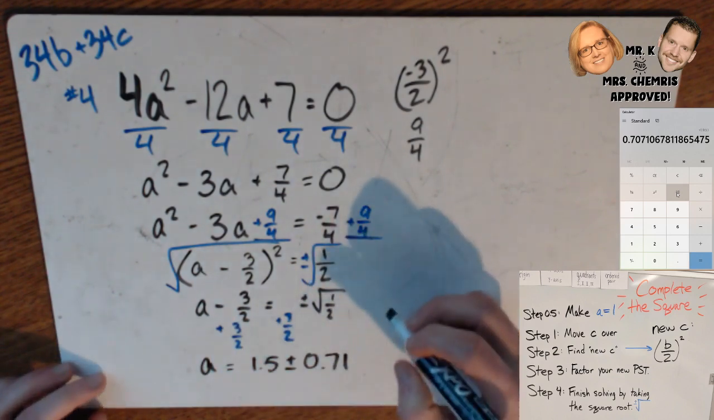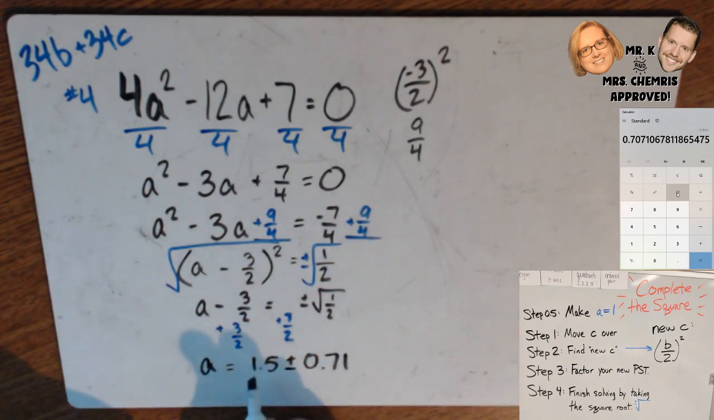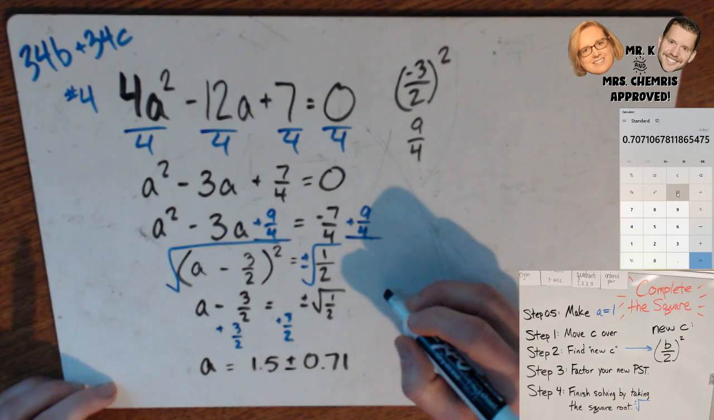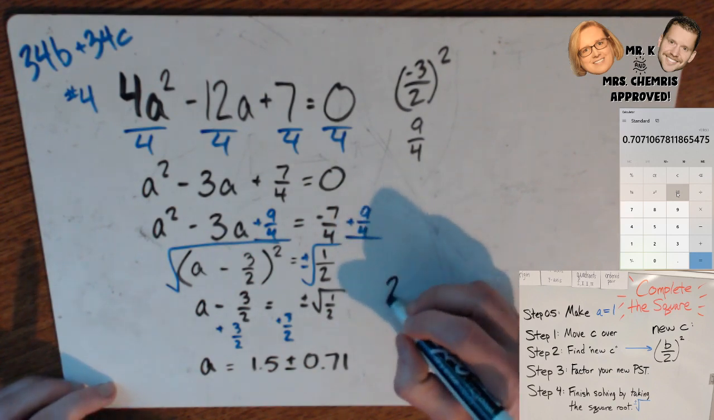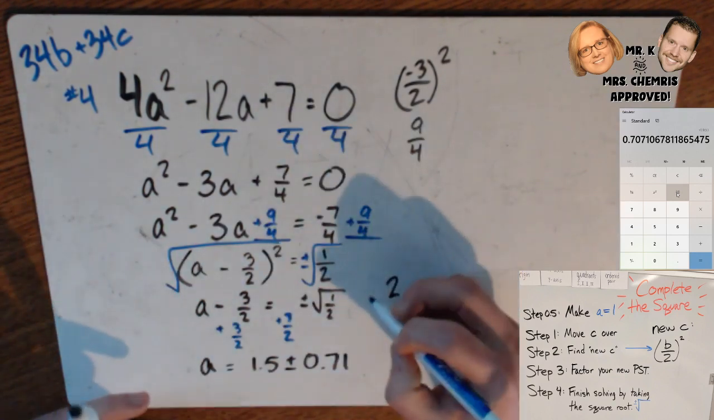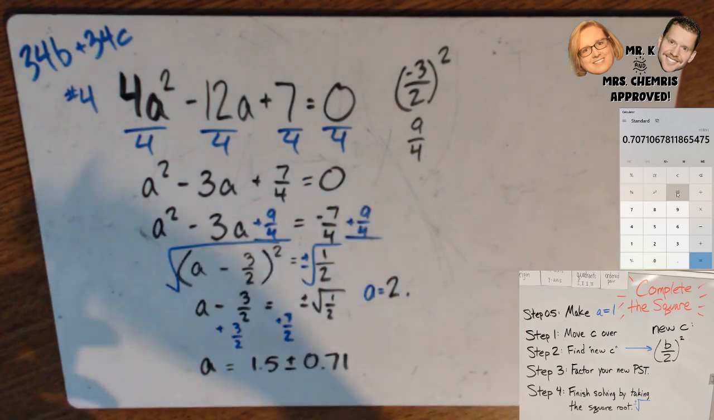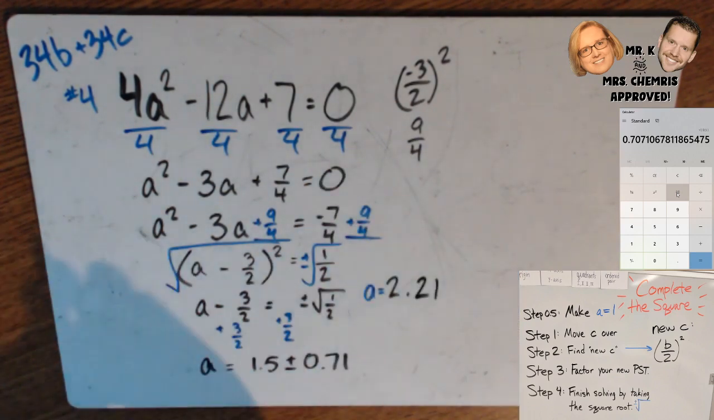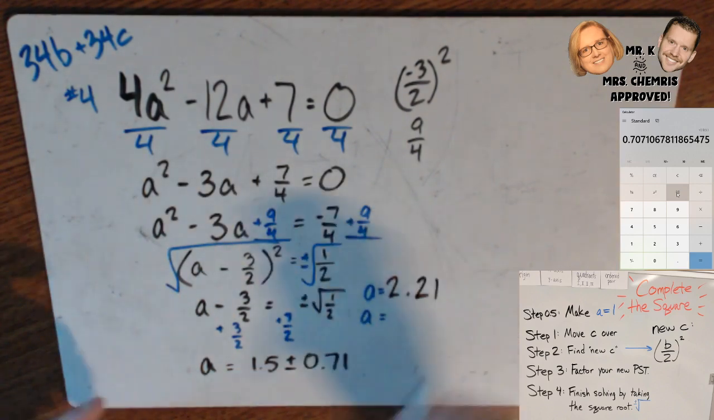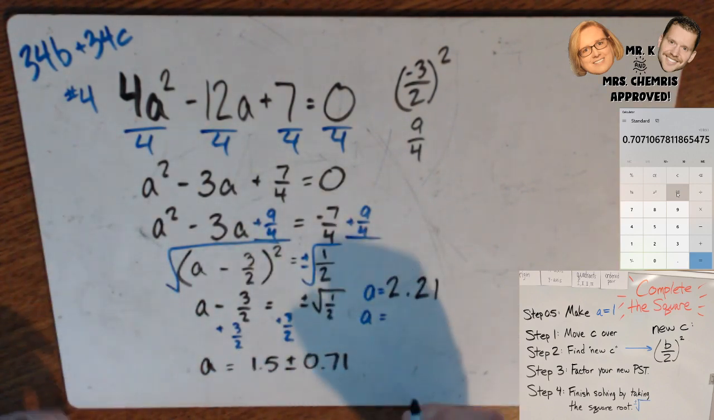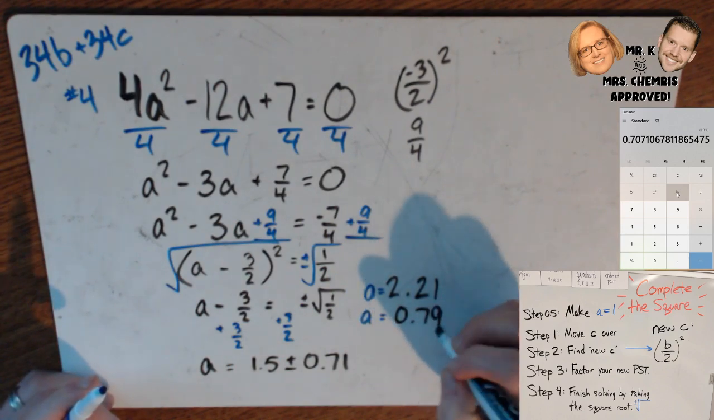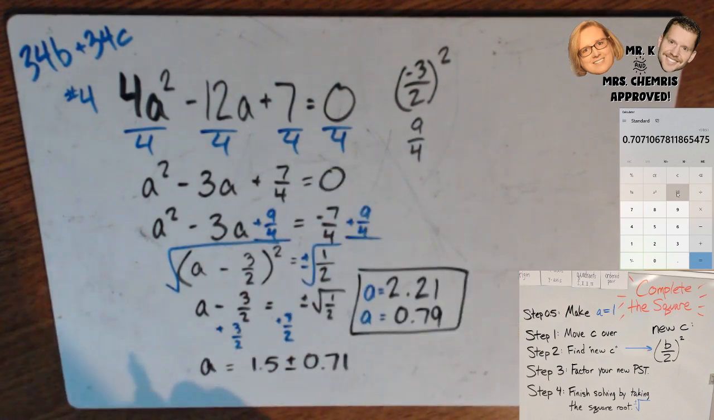And now if we add these two together, we do adding for one of our answers and subtracting for the other answer. For the addition, we end up with a equals 2.21. And our second answer is a is equal to, if we do subtraction, 0.79. So there are two answers to this quadratic. Once again, if we were to graph this, these would be almost exact to the nearest hundredth place where they would cross the x-axis. And that is it.